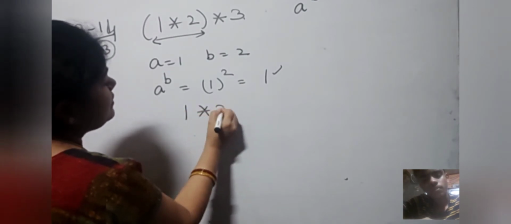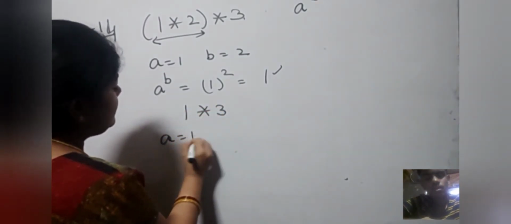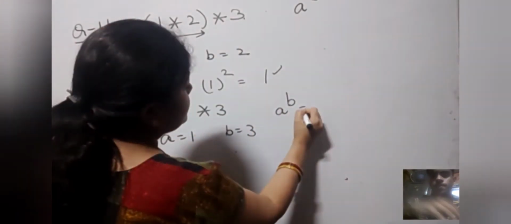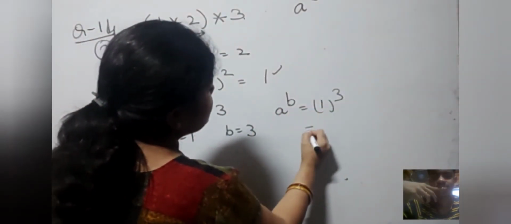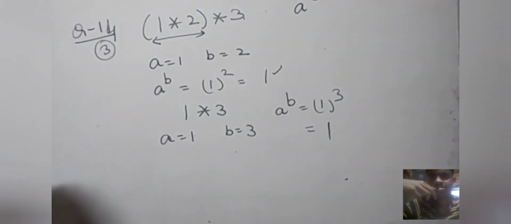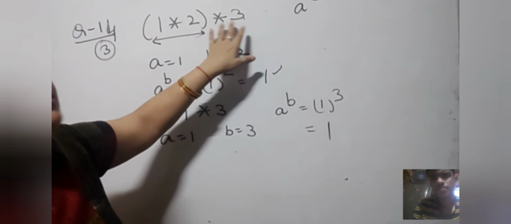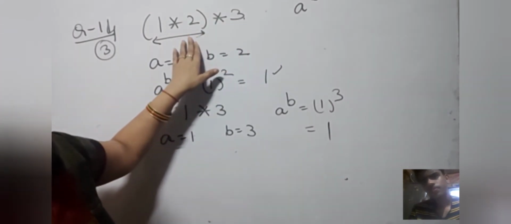1 operation 3. The value of A is 1. Value of B is 3. Now A to the power B, that is 1 to the power 3. What is the answer? So when we have 3 terms, there is no issue. We solve one by one. Okay?